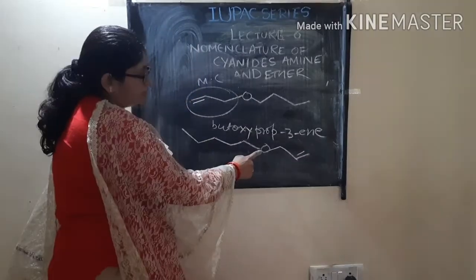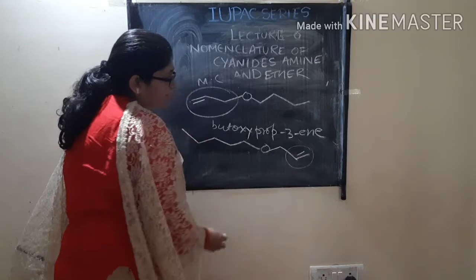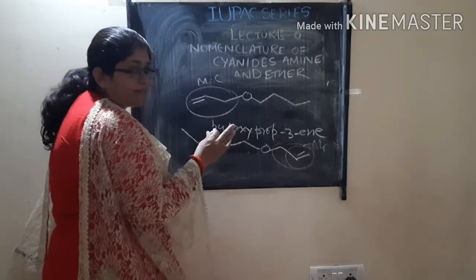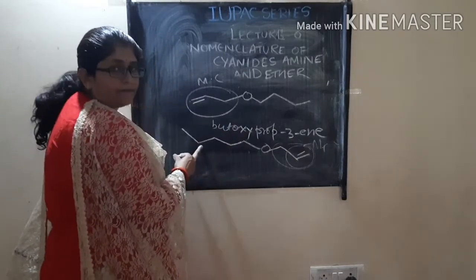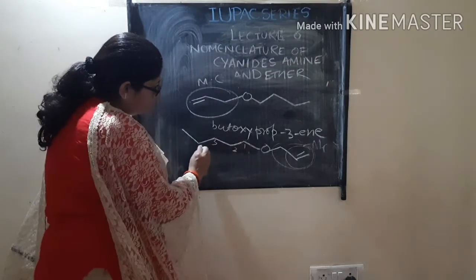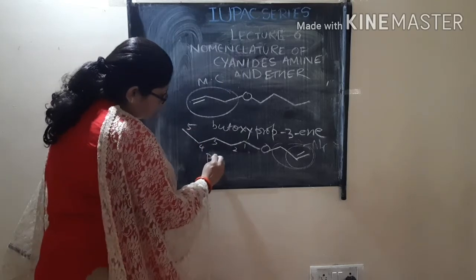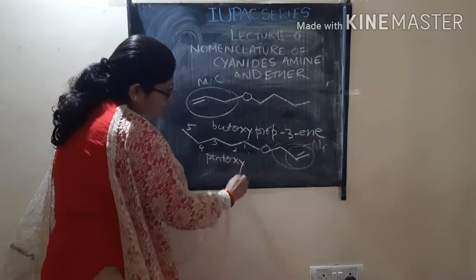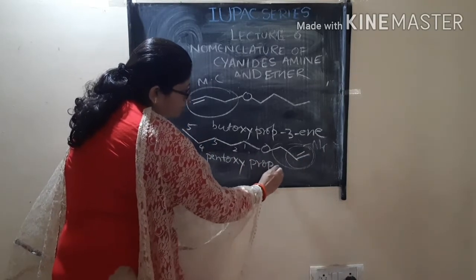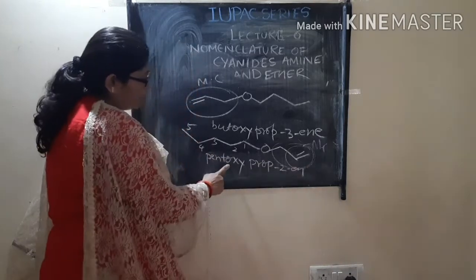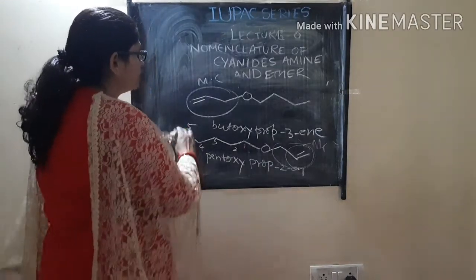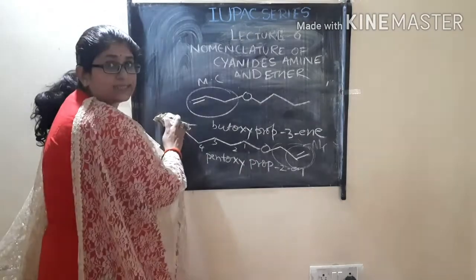See here, students, how to name this? This has the double bond, so it will be the main chain. It will have the alkane suffix, and this will have the substituent, that is alkoxy. So it will be 1, 2, 3, 4, 5, so it will be pentoxy, 1, 2, 3, prop 2 ene. Pentoxy prop 2 ene. Understood, students? So this is how you will be naming the ethers. Now let us take some more examples.